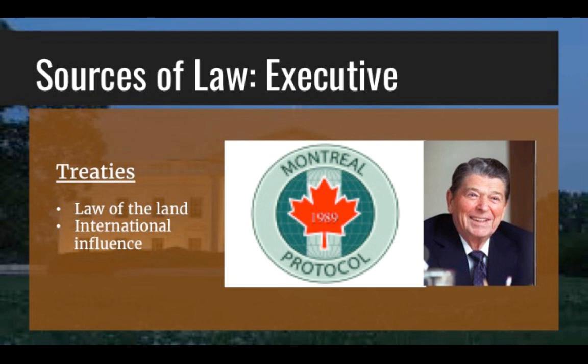An excellent example of where the U.S. served as a leader is when President Reagan entered the Montreal Protocol in 1987. This treaty mandated reductions in chlorofluorocarbons and halons in an attempt to stop ozone depletion.